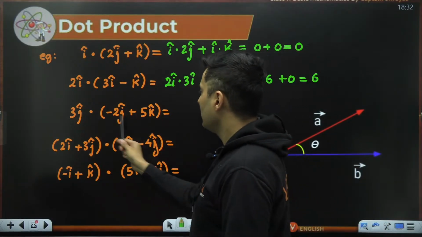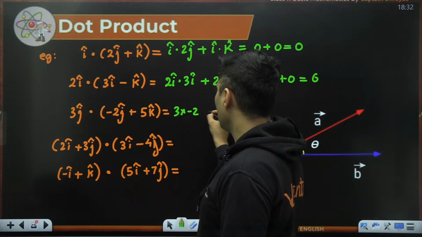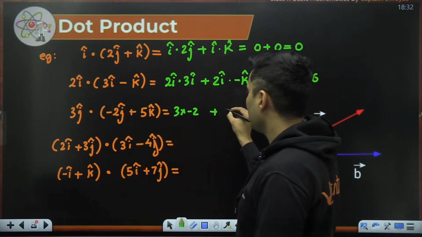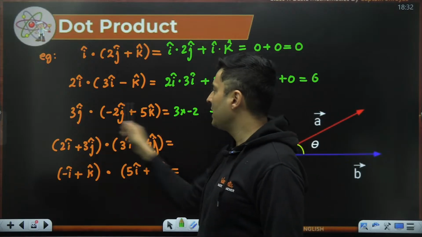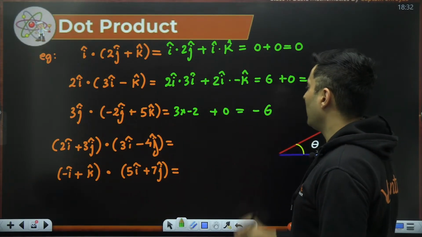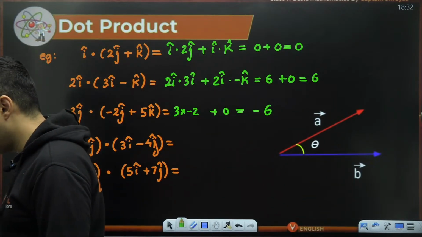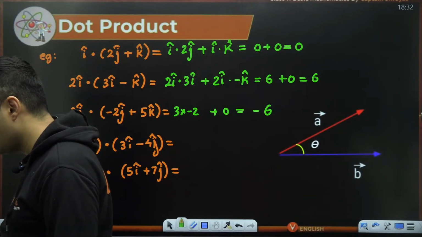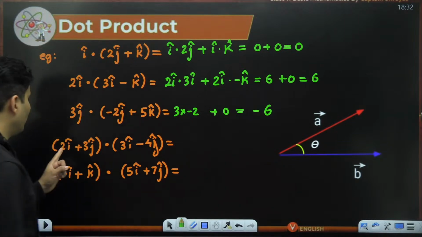What about this? J and j will go, so it will be 3 multiplied by minus 2 plus, this will be nothing but j into k, which is 0. K and j are perpendicular, so the answer will be 0. So it will be nothing but minus 6. Is that right? Very good. Many of you got it correctly. I can see that. Very good, Rama. Very good, Togo. Very good, Taruna. Awesome. Perfect. What about this?